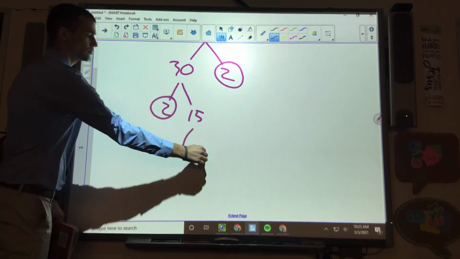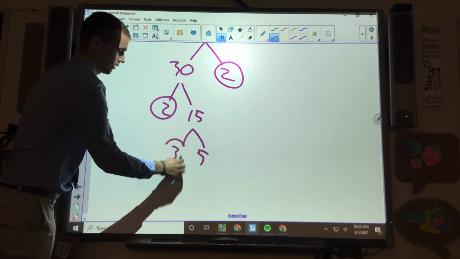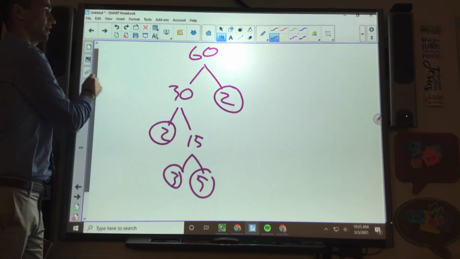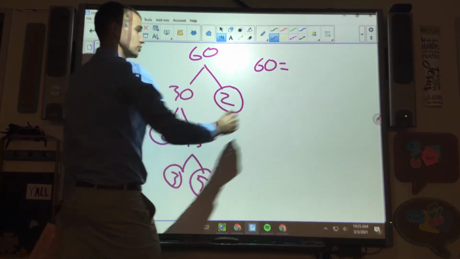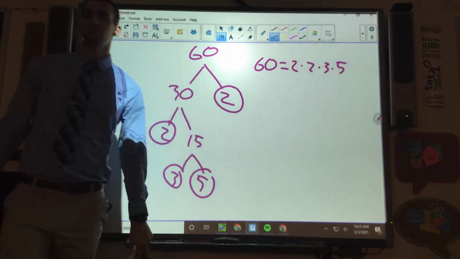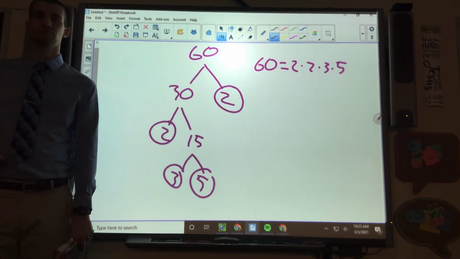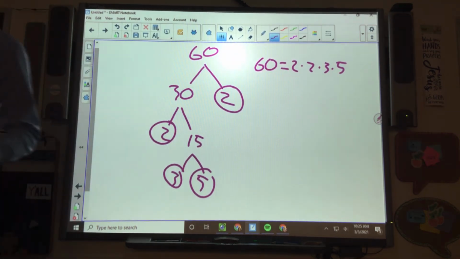15 breaks up into 3 and 5. Either prime? Yes, both are. So the prime factorization of 60 equals 2 times 2 times 3 times 5. Done. That's it. That's it? Oh my goodness.